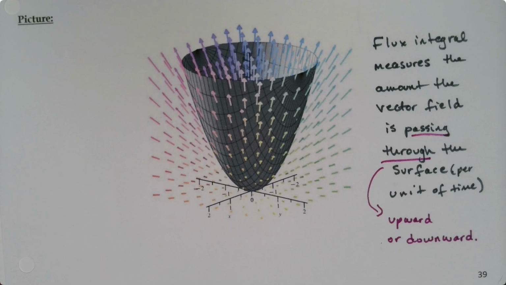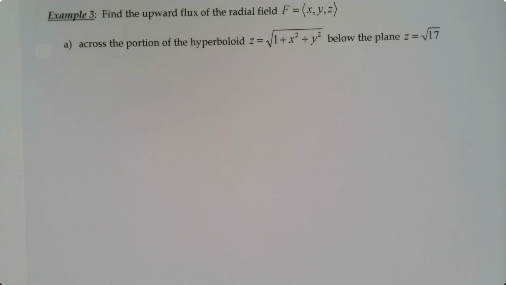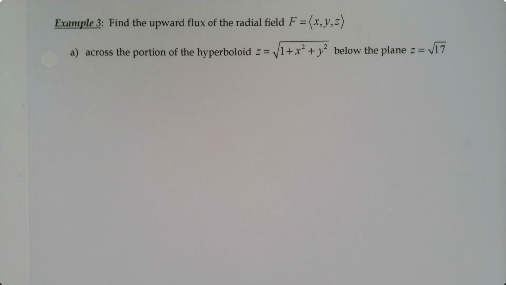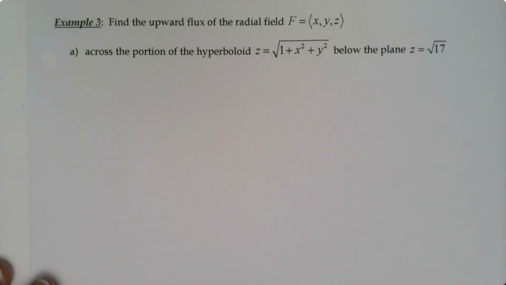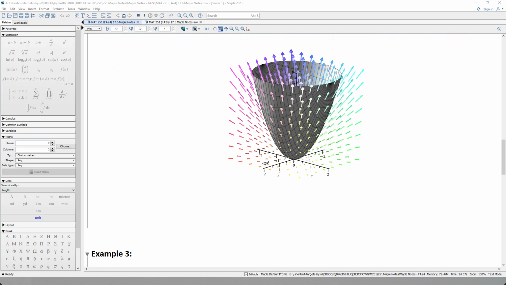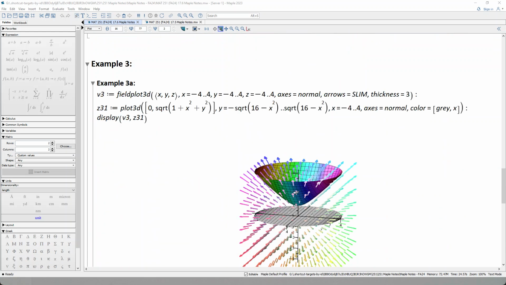All right, so let's look at an example, because this is all well and good, but we have to see how the problems actually work. We're going to find the upward flux of the radial field xyz, which is actually the field I was graphing on the last one. But we're going to look at the portion of the hyperboloid z equals the square root of 1 plus x squared plus y squared below the plane z equals the square root of 17.